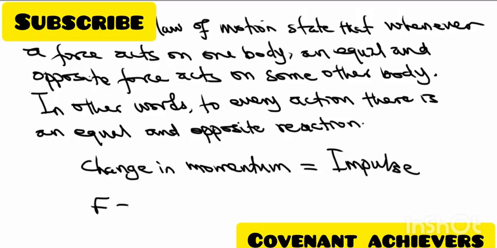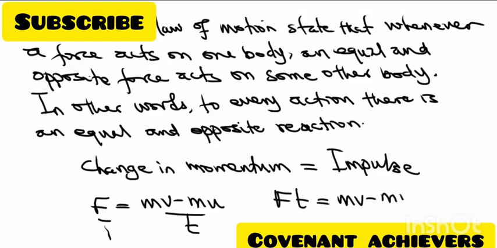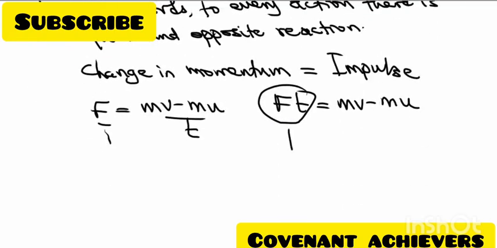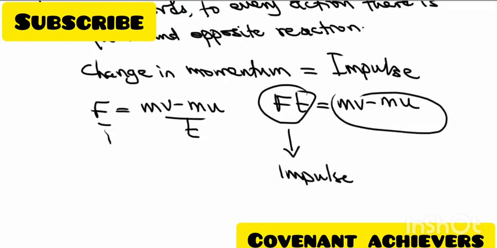We see that our F, we said, is equal to (mv minus mu) over t. If we cross multiply from here, what you are going to have is Ft equals mv minus mu. So Ft is the impulse, and mv minus mu is the change in momentum, as you can see that way.